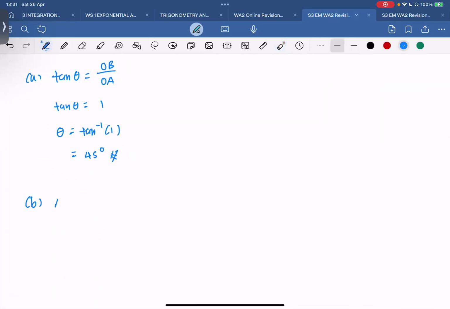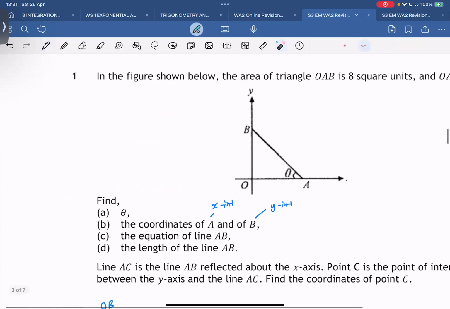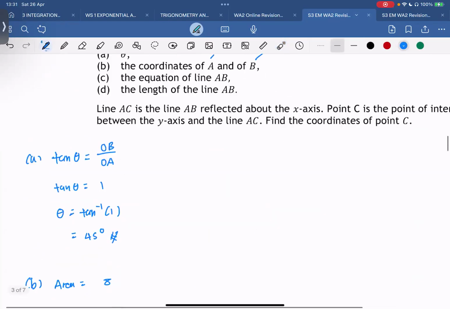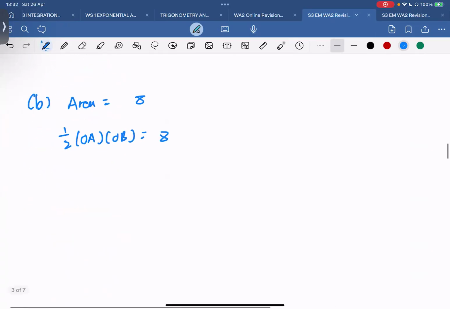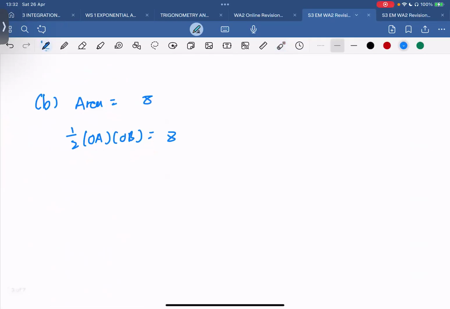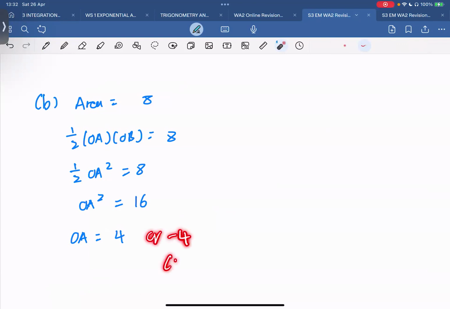So let's try. Since we know that the area equals 8, and the area can be found by half times base times height, half times OA times OB gives us 8. And since we know that OA equals OB, I can rewrite this equation as half OA squared equals 8. So OA squared must be 16, right? OA will be equal to 4 or -4. But we reject -4, as OA, the length, cannot be negative. So we just keep 4.